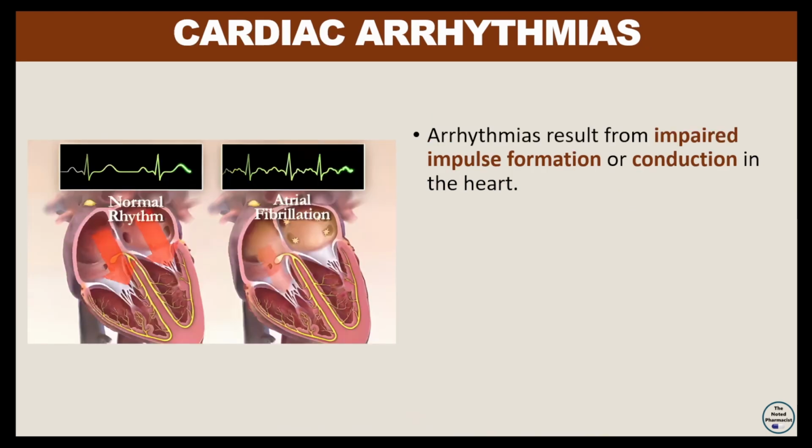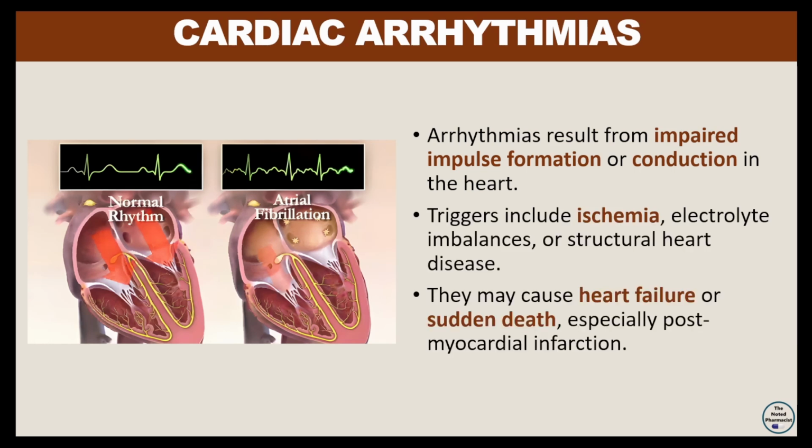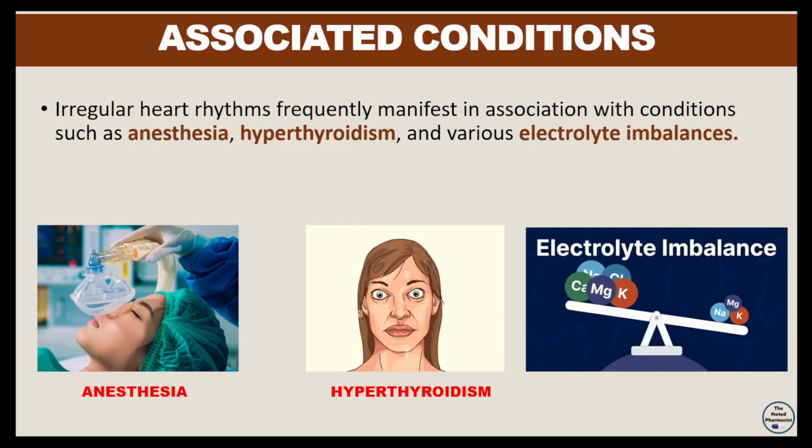Pathophysiologically, arrhythmias arise from disturbances in impulse formation or conduction within the heart, often triggered by ischemia, electrolyte imbalances, or structural heart disease. These disruptions can significantly impact quality of life, with severe cases leading to heart failure or even sudden cardiac death. Notably, cardiac arrhythmias are the primary cause of mortality in patients experiencing myocardial infarction or advanced heart failure. Irregular heart rhythms frequently manifest in association with conditions such as anesthesia, hyperthyroidism, and various electrolyte imbalances.